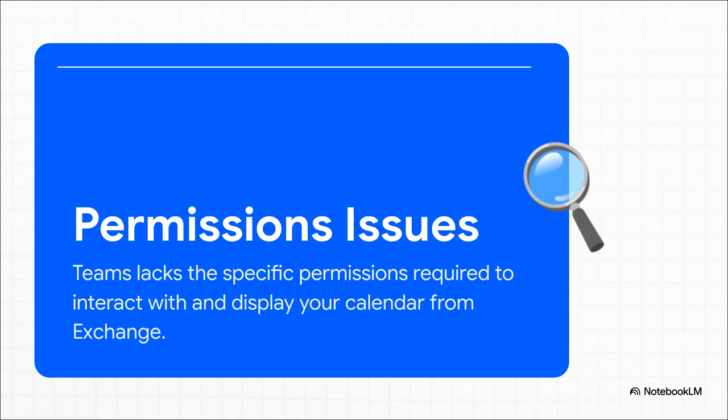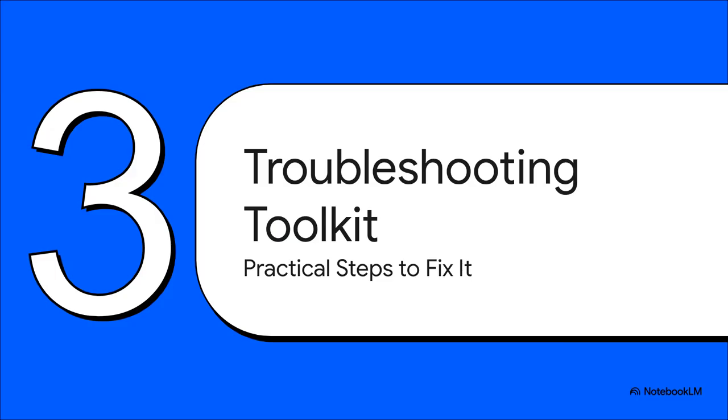Let's dig into that first one, because it's the most common technical reason. The easiest way to think about it is like this. Your calendar lives in a locked room called Exchange Online. Teams needs a very specific key to open that door. A permissions issue just means Teams lost its key. The door's locked, and it can't get in. Simple as that.